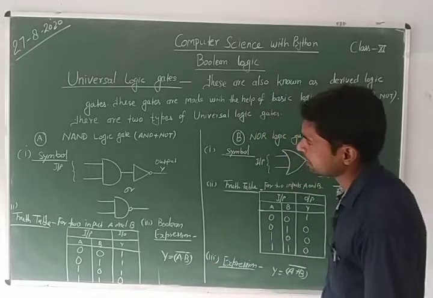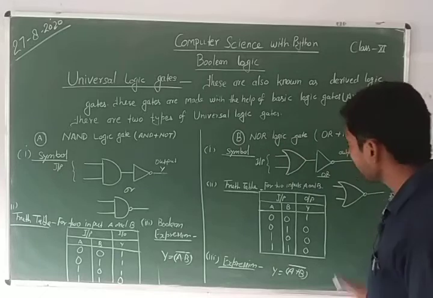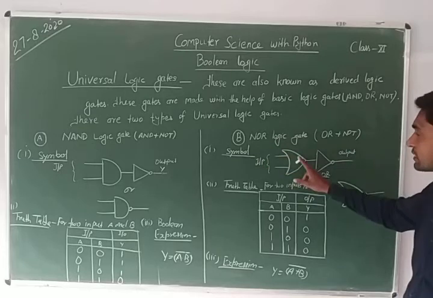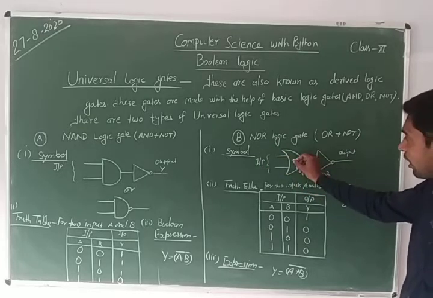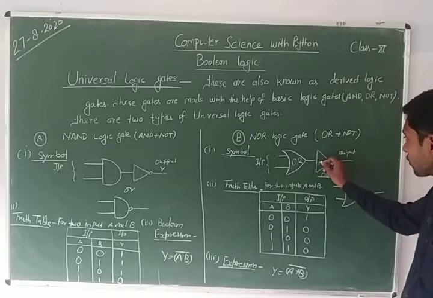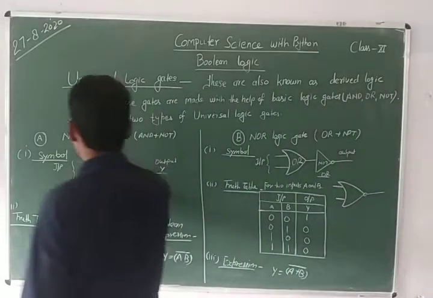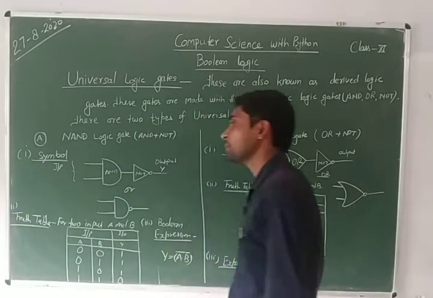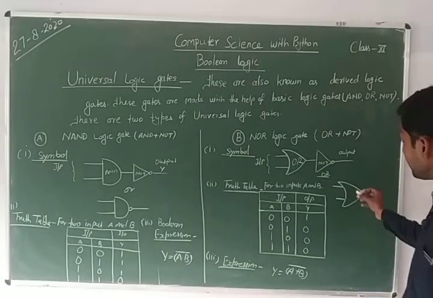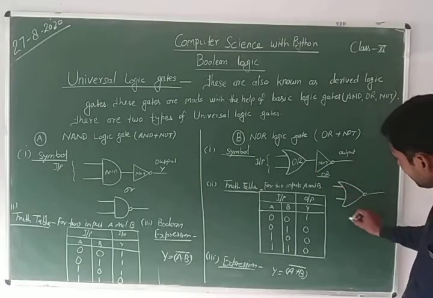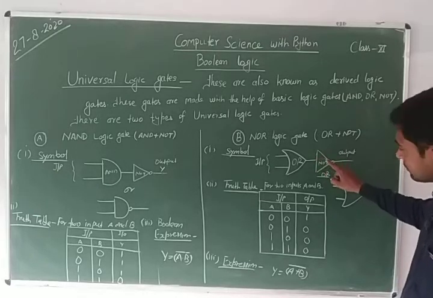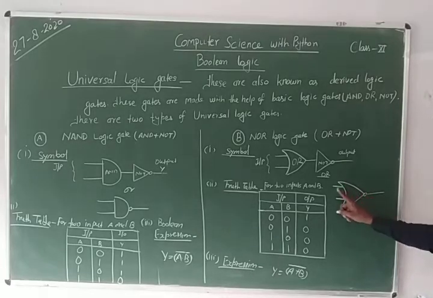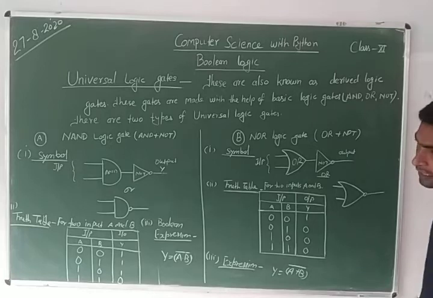All right. Now let us see the NOR logic gate. NOR logic gate consists of OR logic gate plus NOT logic gate. This is the symbol of the OR logic gate, and here this is NOT. It is simpler to understand this way, and this is the symbol. You can make it as this OR with a bubble. This is the input and this is the output. All right. Now let us see the truth table.